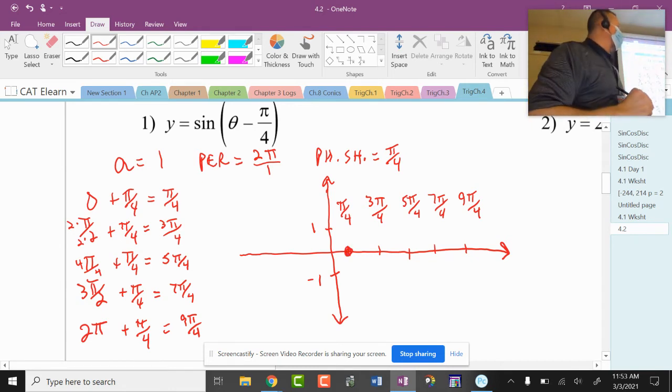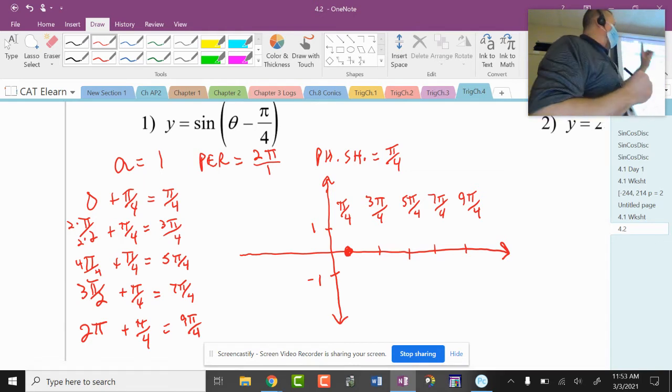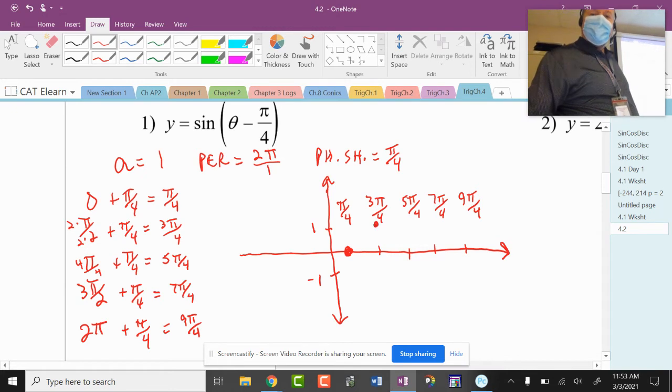Then what do I graph for 3 pi over 4? Is it 3 pi over 4 comma 1, 0, or negative 1? 1. It goes to the high. What about 5 pi over 4? All right, now you're moving. And then 7 pi over 4? And then 9 pi over 4. Sine is 2 bowls.